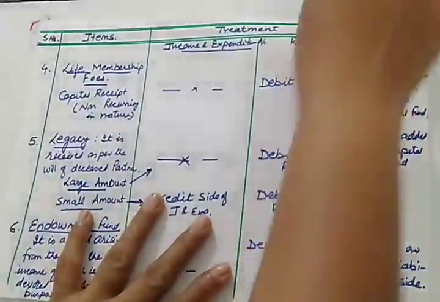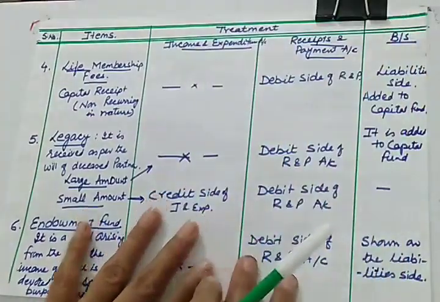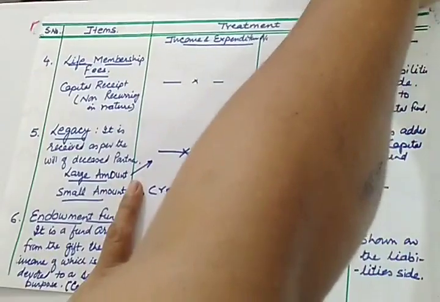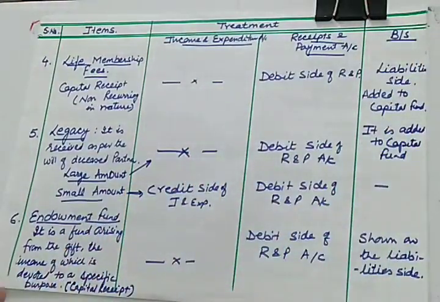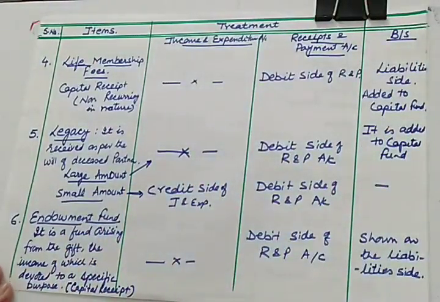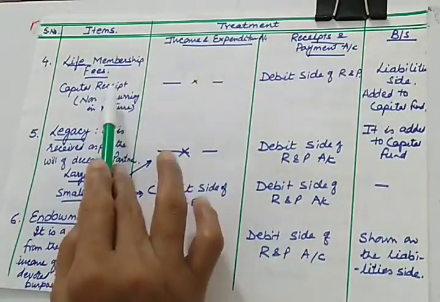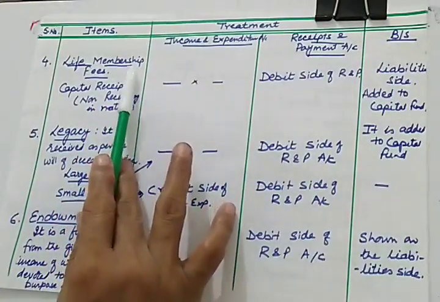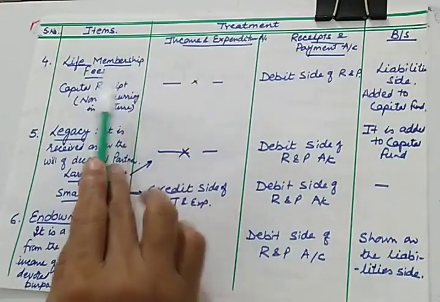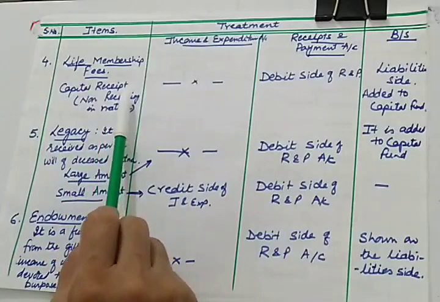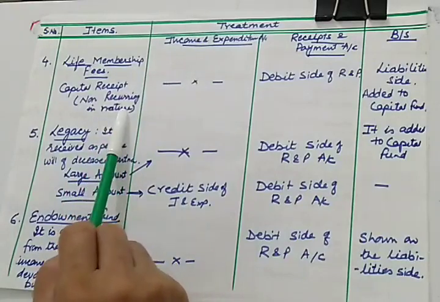Now let us see the next items of income of a non-profit organization. First is life membership fee. This life membership fee is a lifetime payment made by the members. So it is always treated as a capital receipt, or non-recurring in nature.